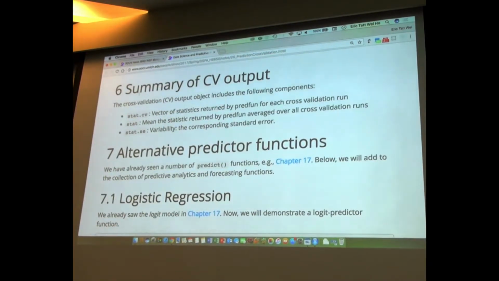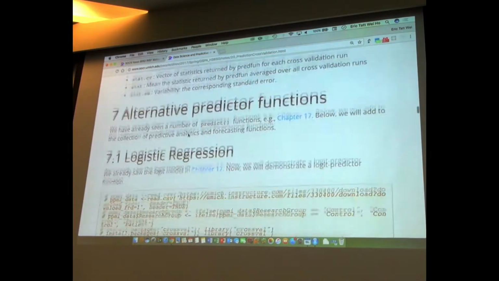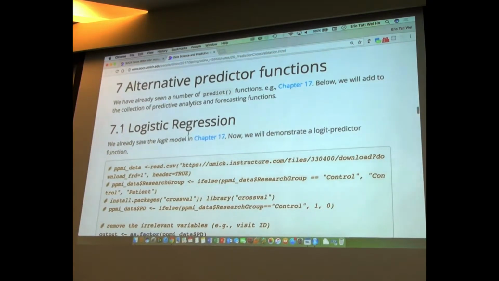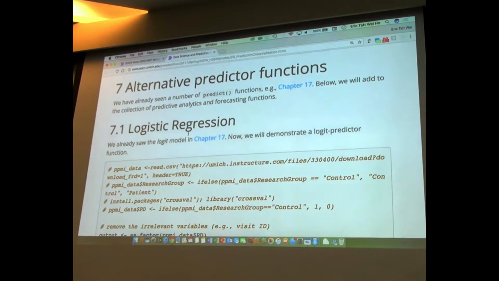The important thing is that the summary, the cross-validation output that you get at the end, has three components. The first one is the stat.cv that includes a vector of statistics returned by the predict function for each cross-validation run. The stat is the mean statistic, and the SE is the variability of the corresponding statistic. So here is where I now want to compare 8 different strategies for prediction.